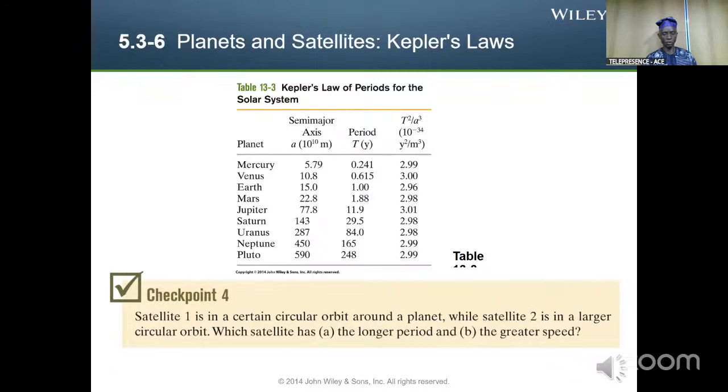And you can find on that table various periods for planets in the solar system. You can note one thing, that these values, T squared over A cubed, since T squared is proportional to A cubed, you can see it's almost the same for all of them. So let's move on.